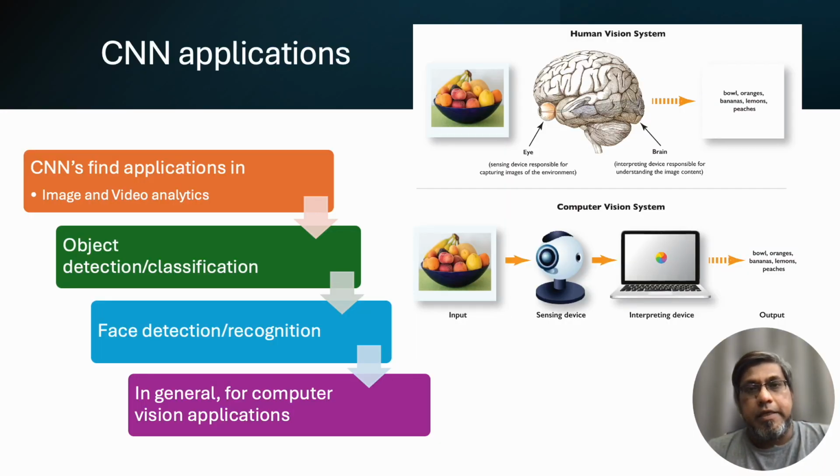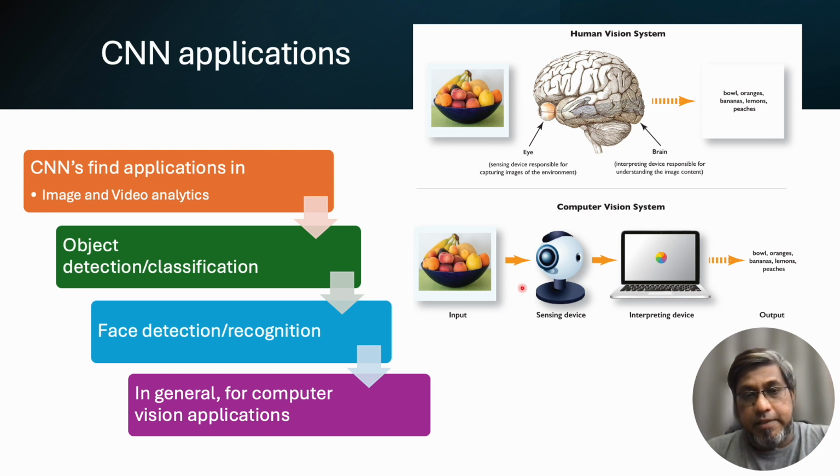So let us look at the major applications of CNNs. One application of interest in the contemporary age is in the area of computer vision. Computer vision is basically the attempt to mimic the human vision system by a computer system. As we see, the human eye captures images and our brain interprets the content of the image. When we see something through our eye, that image information is interpreted by the visual area of our brain, and through that we understand what the content of the image is.